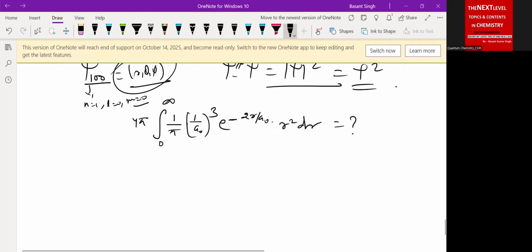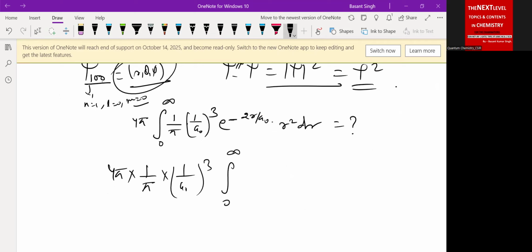So for this integrand, the integration is 1 by 4 pi, 1 by pi, and now this is 1 by a naught to the power 3, and the integrand is e to the power minus 2r by a naught into r square dr. This is your integrand.